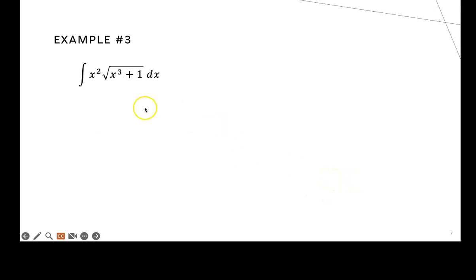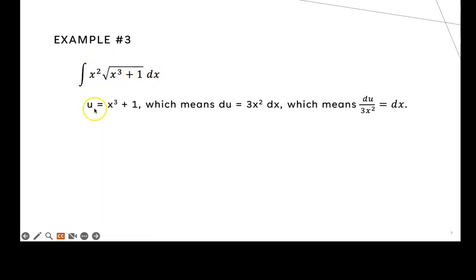All right, so here's another one. The integral of x squared times the square root of x cubed plus 1 dx. Do we spot any inside functions? Does it look like we plugged something into another thing? Indeed we have. Here u can be x cubed plus 1, which would mean that du over dx is equal to 3x squared, which makes du equal to 3x squared dx. So get used to jumping right to this step here. That's the derivative with a dx attached to it. We're just moving that dx over. And so dx is equal to du over 3x squared.